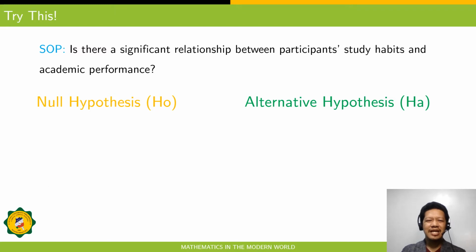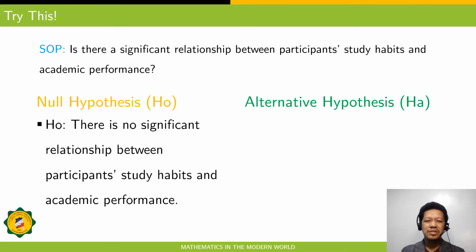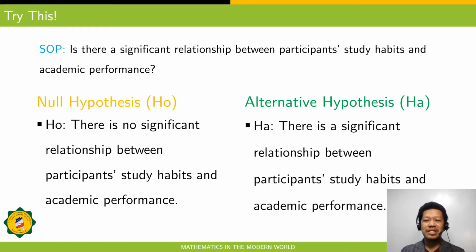Try this one. Given the statement of the problem, is there a significant relationship between participants' study habits and academic performance? Kindly try to state the null hypothesis and alternative hypothesis. So the answer is, the null hypothesis can be stated as, there is no significant relationship between participants' study habits and academic performance, while the alternative hypothesis can be stated as, there is a significant relationship between participants' study habits and academic performance.